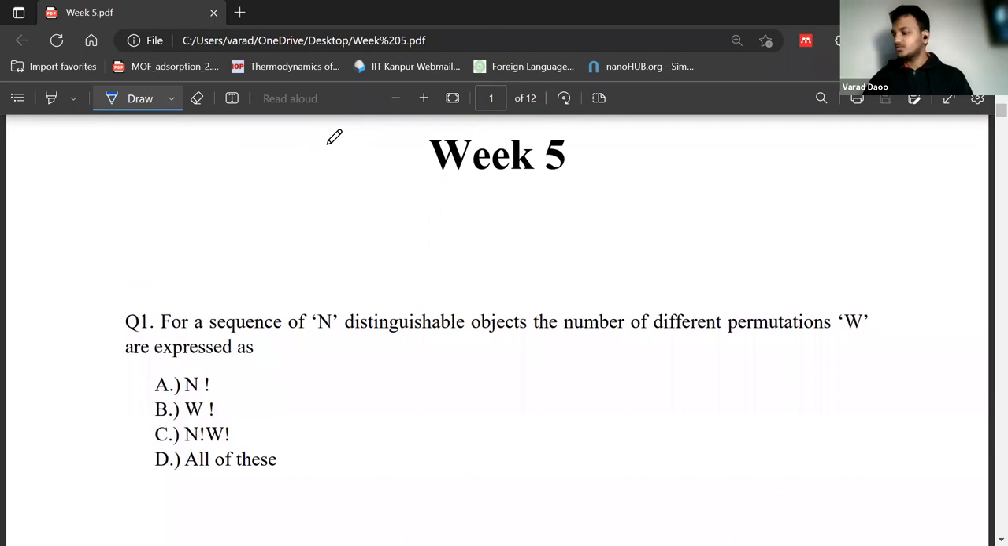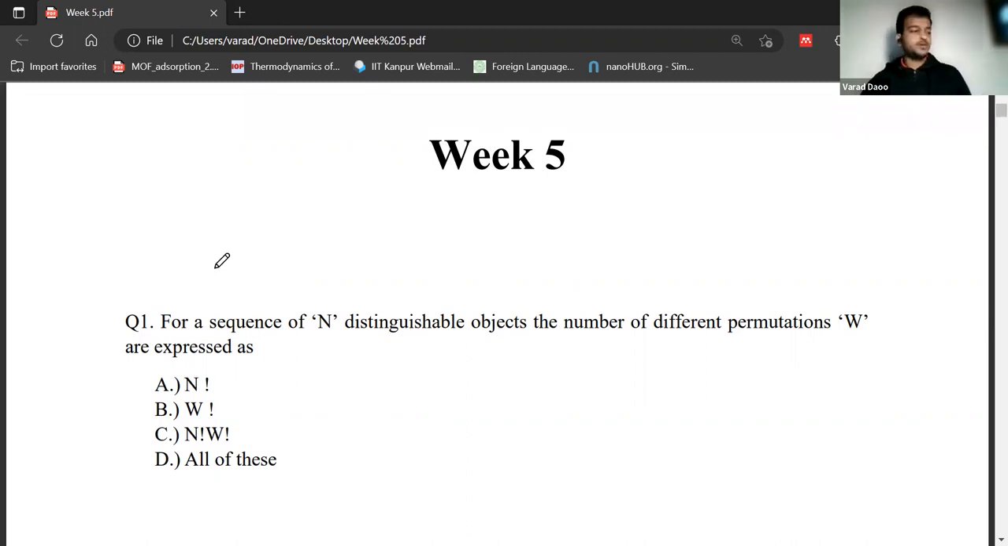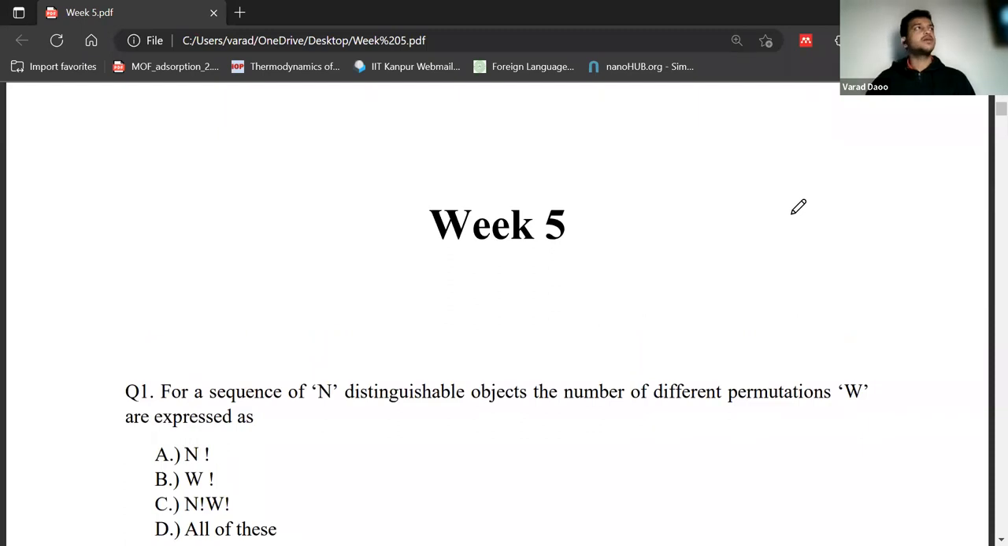The first question for this week is this one. This week, mostly we are covering the permutation and combination, which you have learned maybe in your 11th or 12th class. We'll just be brushing up because we will be going into statistical mechanics, where we will be requiring it. The first question is a relatively very easy question.